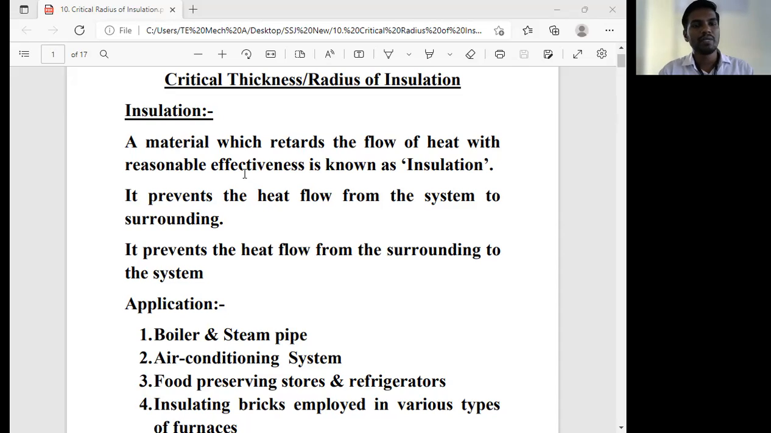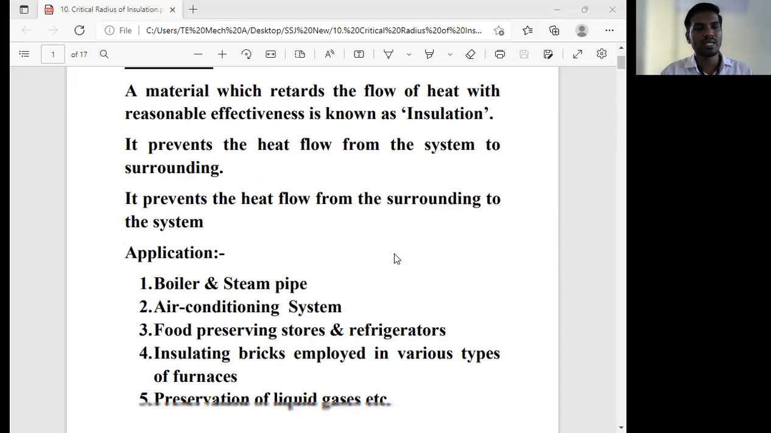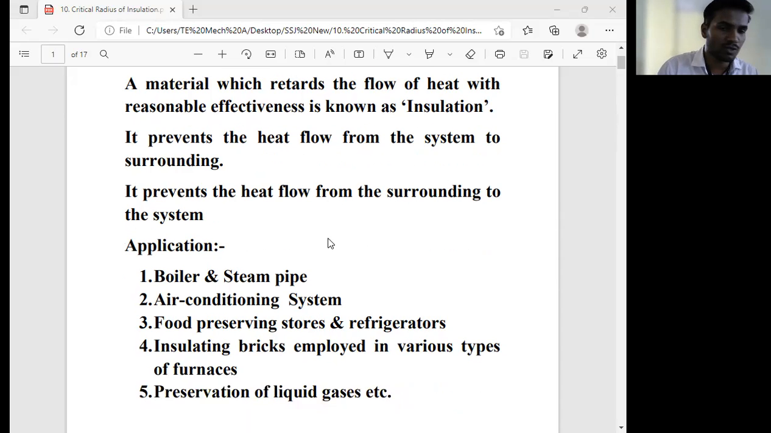So what is the meaning of insulation? A material which retards the flow of heat. It prevents the heat flow from the system to the surrounding and from the surrounding to the system. What are the different applications where we have to use insulation? Boiler: the steam pipes in the boiler, steam passes through that particular pipe, so our aim is to reduce the heat transfer from that steam to the surrounding. For that purpose, we use the insulation.